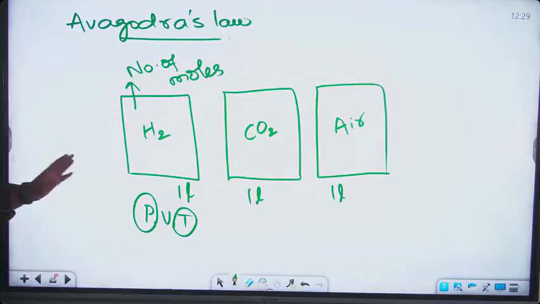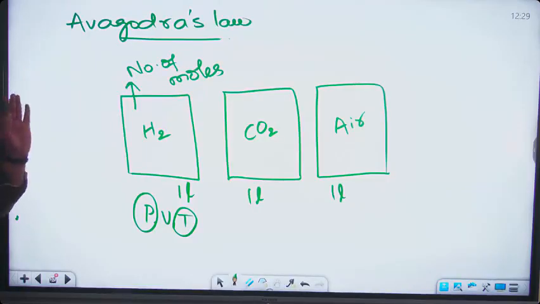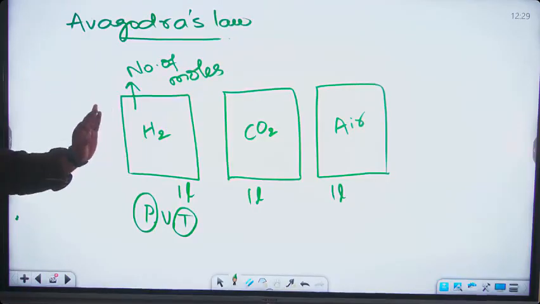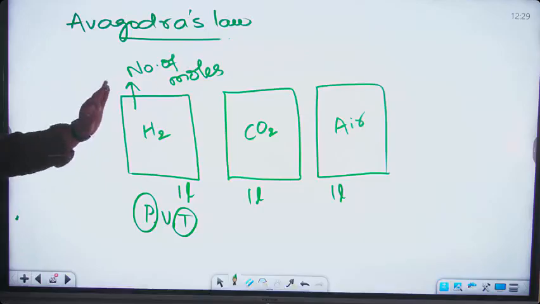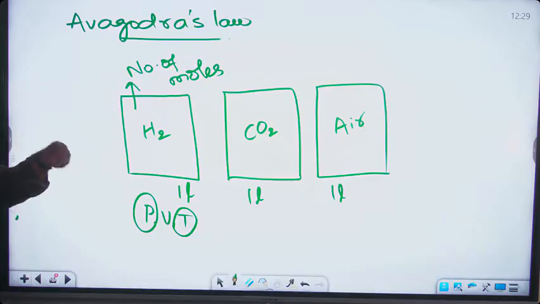Now here in this particular case, in these 3 cylinders, when volume is equal and temperature and pressure are also equal, the number of atoms or the number of molecules will always be equal. Whether it is hydrogen, air, carbon dioxide or sulfur dioxide, could be any particular gas. That is what is known as Avogadro's law.